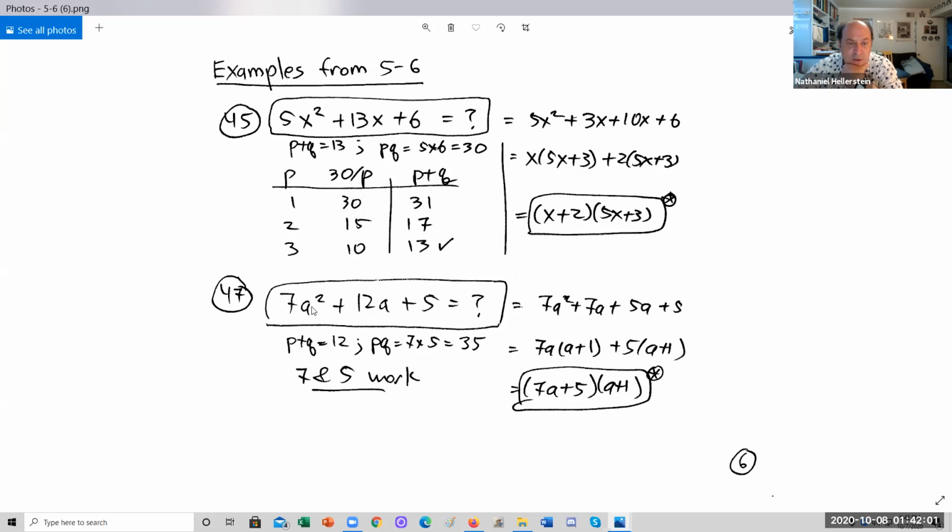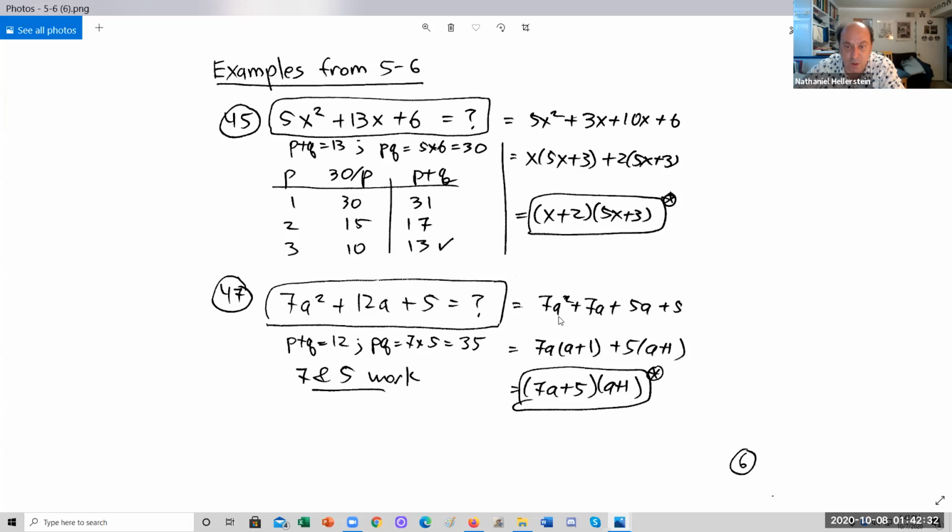Here's 7a squared plus 12a plus 5. What is it? Well, okay, we need two numbers whose sum is 12, the middle coefficient, and whose product is ac, 7 times 5, which is 35. Well, okay, it should be fairly obvious that 7 and 5 work. Their sum is 12, their product's 35, so that works. So I'll write this 12a as 7a plus 5a right here. So we get 7a squared plus 7a plus 5a plus 5.